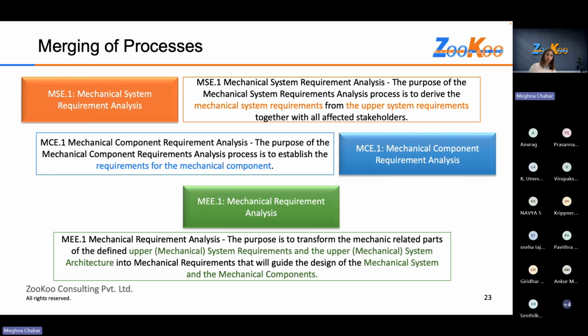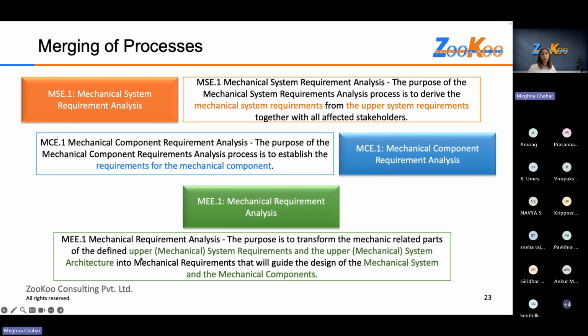Under that, we have one more mechanical system, or we have mechanical components. You are trying to derive the component requirement or the sub-mechanical system requirement from your upper mechanical system requirements and the upper mechanical system architecture. Okay, yes, here also it was something similar, but they had not explicitly mentioned it.